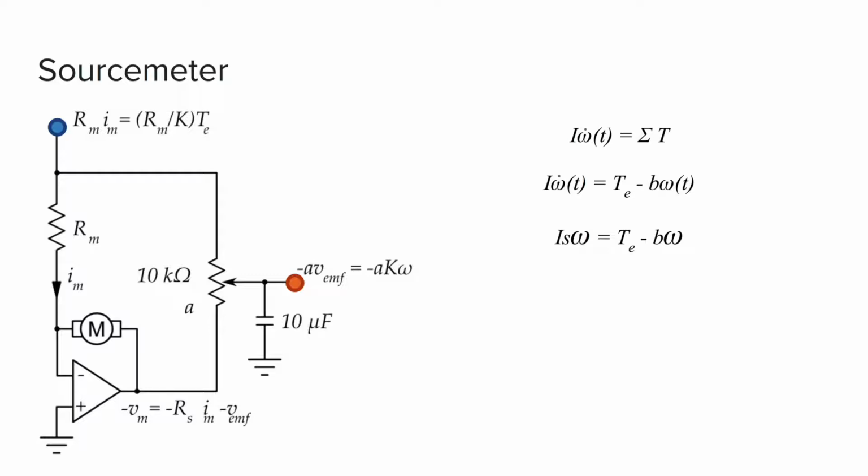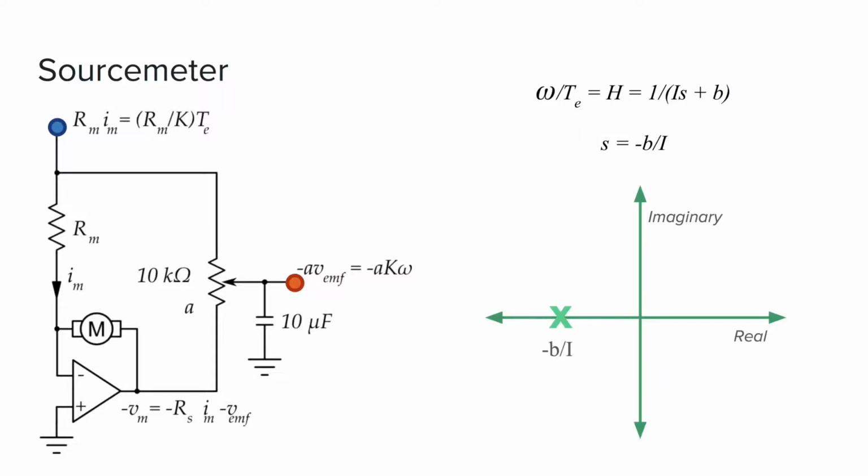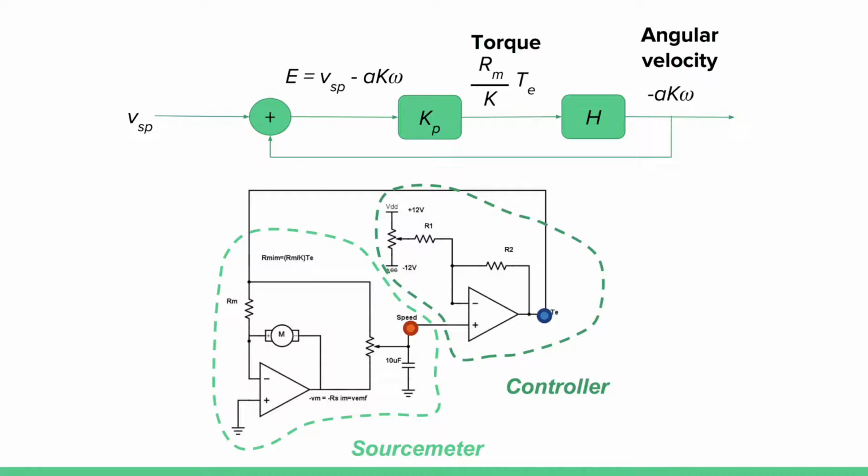By rearranging this equation, we can find the transfer function H. By equating the denominator with 0 and solving for s, we can find there is one pole in the system. This value is negative, so we have a stable first-order system. We are ready to control the system.